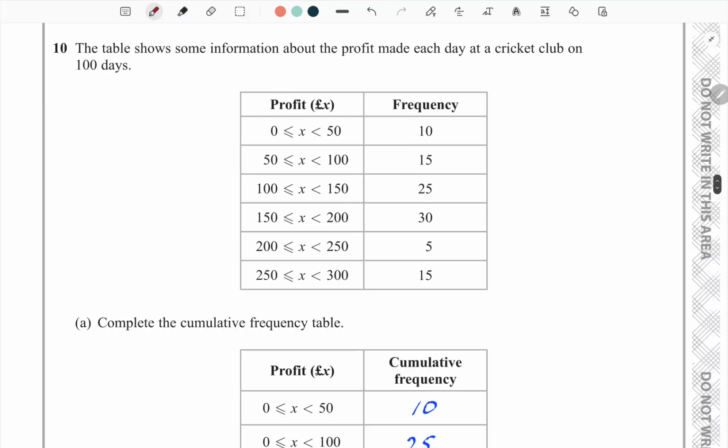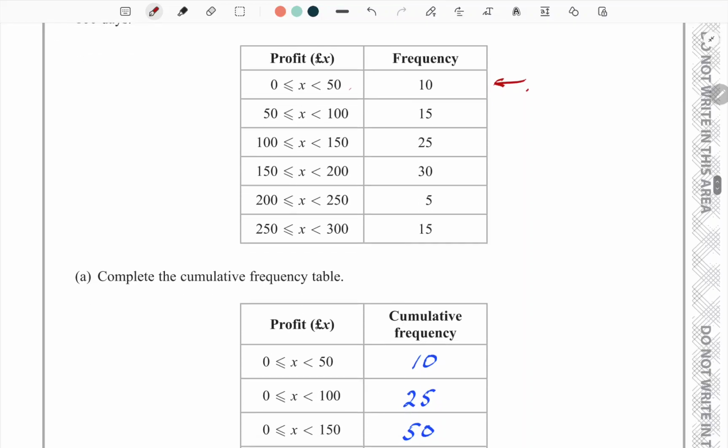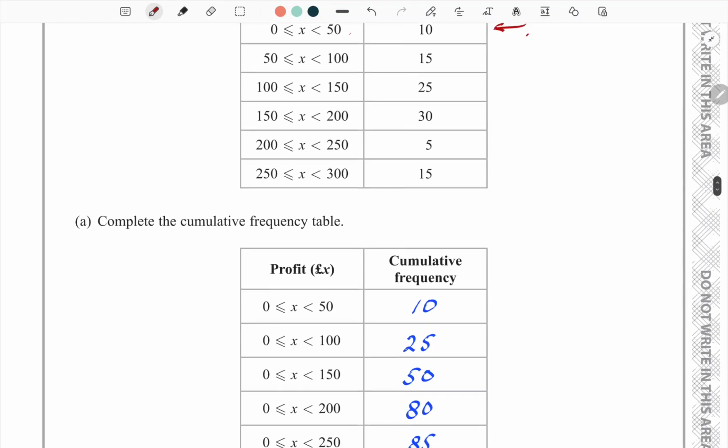Okay, number 10. Table shows some information about the profit made each day at a cricket club on 100 separate days. All right. And they've given you a profit amount and then the frequency for each sort of category or class, or profit, a particular band. And as in some of my previous videos, it's same old thing again, cumulative frequency.